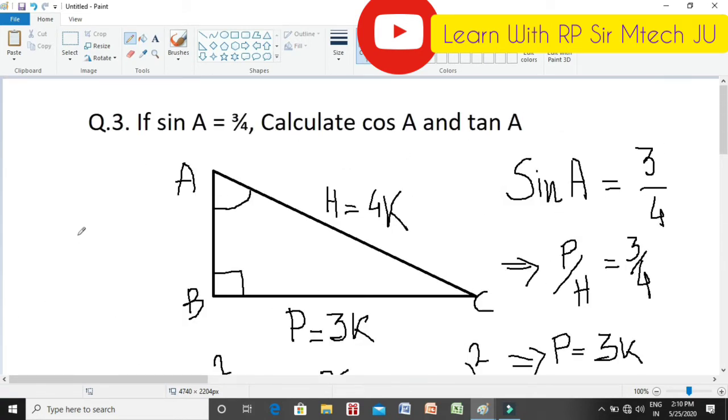So I can write it down here. My base b will be equal to k root 7, or I can write it as root 7k. Okay, so I'm writing it as root 7k. So this is the final triangle which is necessary. Now I need to find out cos A and tan A, which is very easy.